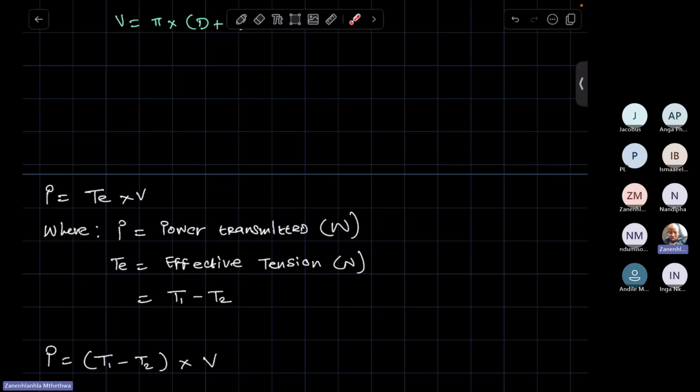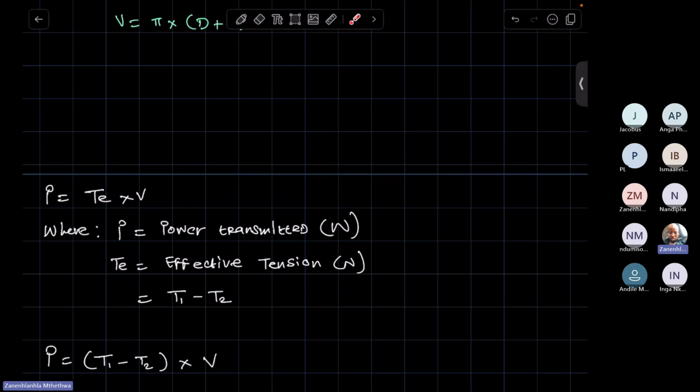Now effective tension, I did mention when we were doing bearings that you get two types of tensions when dealing with belt drives. If the belt is transmitting power or transmitting torque, then we use the dynamic load, which for belt drives is effective tension. Effective tension is equal to T1 minus T2. And when the belt is not transmitting any power or torque, we use installation tension. So if you have to calculate power, that is a clear indication that the belt is transmitting power, hence we always use effective tension. So effective tension is T1 minus T2, and V, as you know, is pi dn.